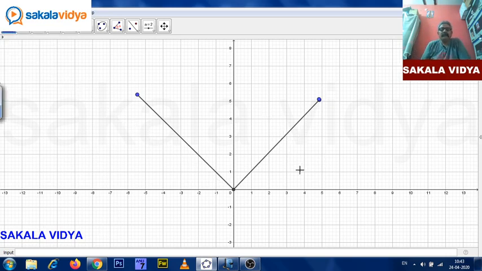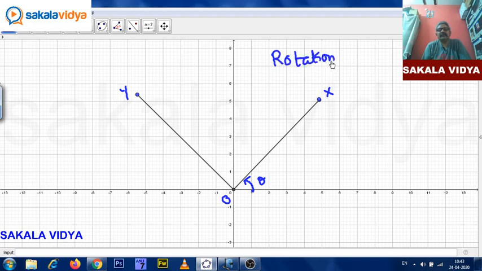Okay, now this axis, this axis are rotated through an angle theta. Now you get this is the origin, for example say O, OX and OY. This is called rotation of axis.